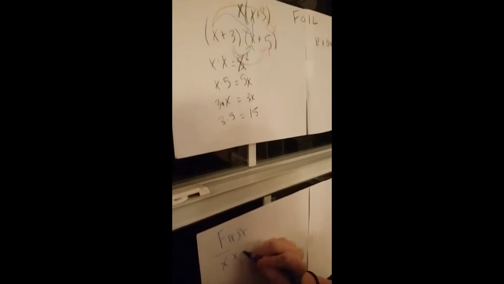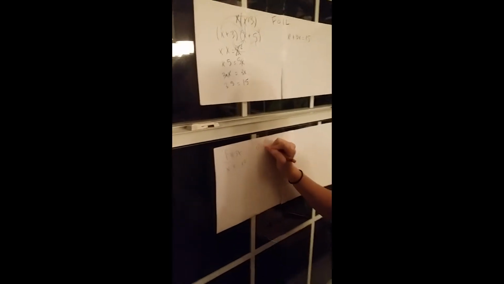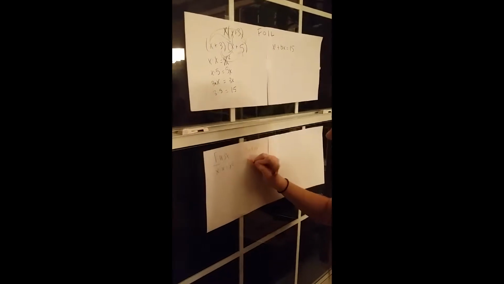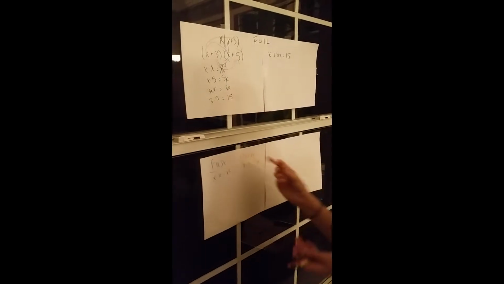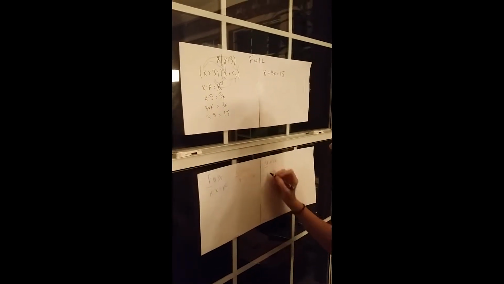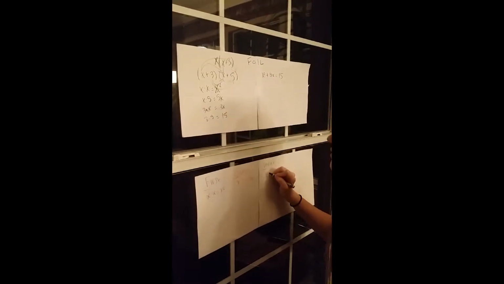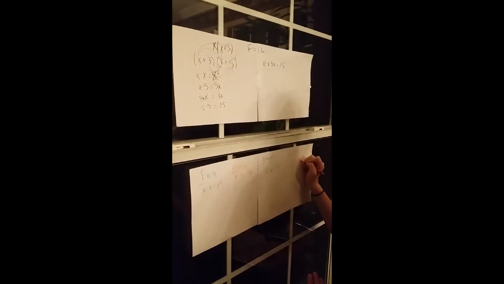first, and that's x times x, x squared. Outer, which was the orange, that's x times 5, which is 5x, and outer. Inner terms, which are in green, which is 3 times x, and that's 3x. And last terms, which is 3 times 5, and that equals 15.